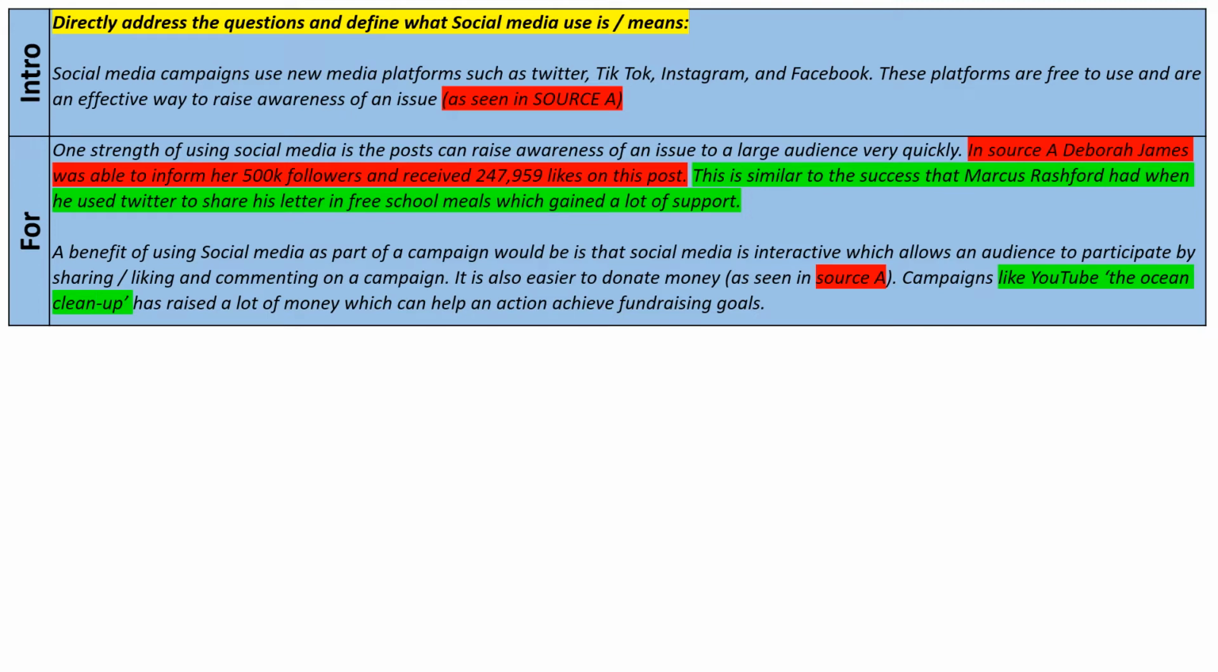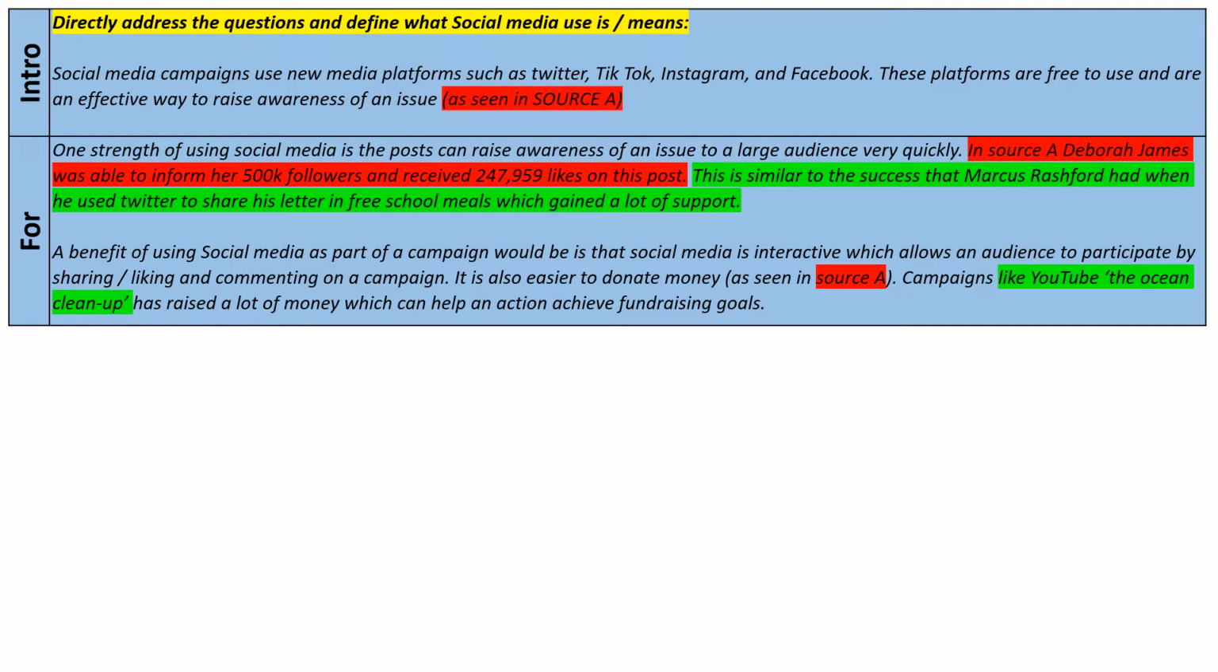The strengths I've highlighted, again, raising awareness. I've talked about how Deborah James informed her 500 followers, got nearly 250,000 likes on the post. So again, that's raised awareness. Marcus Rashford, when he used Twitter to share his letter to free school meals, again, raised a lot of awareness, gained a lot of support.